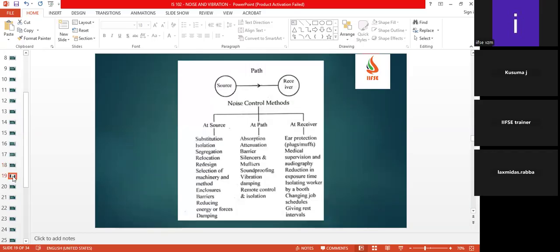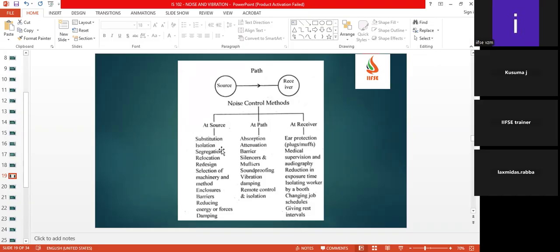So how can noise be controlled? One is the source where the noise gets generated. Then the receiver, who is hearing that noise, or who is being exposed to it. If you see, there are three different areas where we can control: at the source and at the path, which means the way it is traveling, or I can say the road, the path which it is traveling, and also at the receiver side. It is nothing but at the people side.